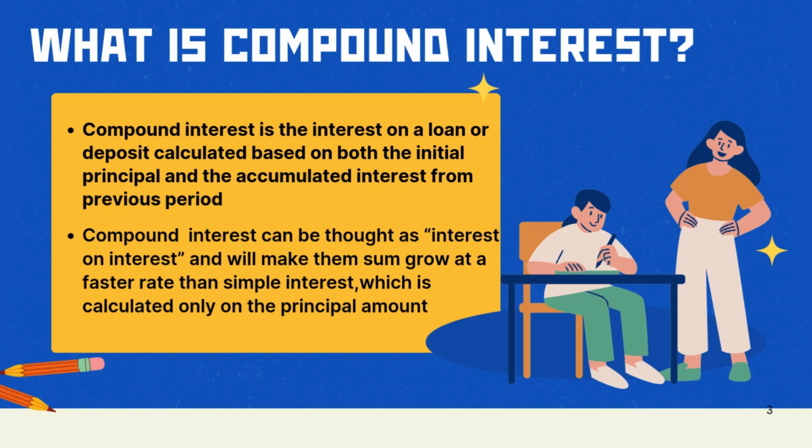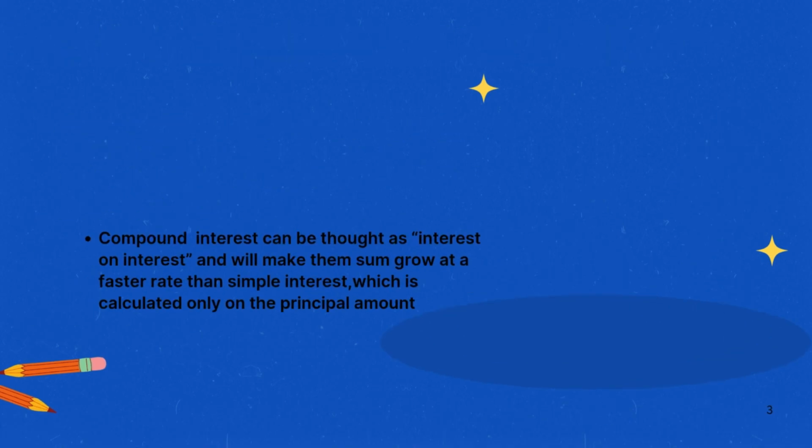What is compound interest? Compound interest is the interest on a loan or deposit calculated based on both the initial principal and accumulated interest from previous periods. Compound interest can be thought of as interest on interest and will make the sum grow at a faster rate than simple interest, which is calculated only on the principal amount.